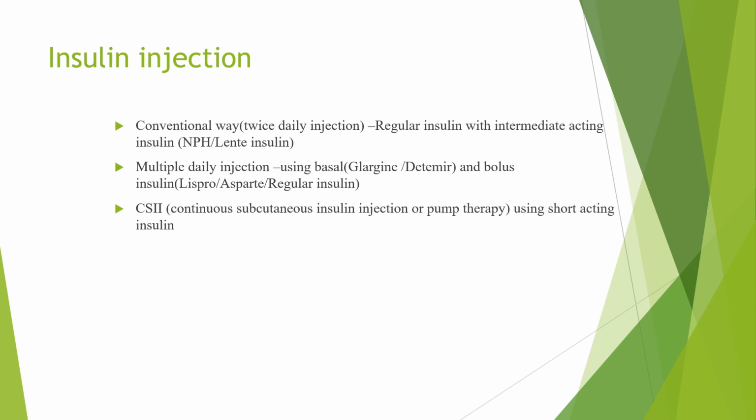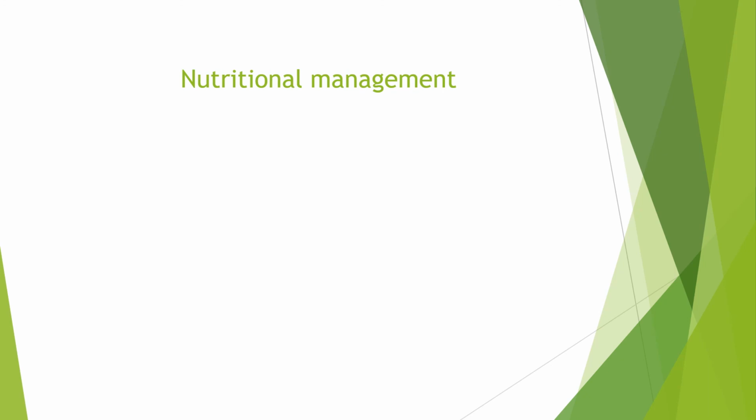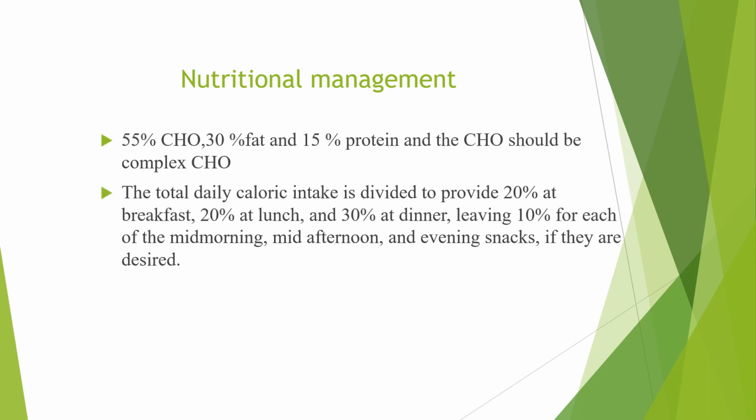The other way of insulin injection is multiple daily injection using basal and bolus insulin. The basal is most of the time glargine, and the bolus is most of the time lispro, aspart, and regular insulin. And the third, recently advancing mechanism is continuous subcutaneous insulin infusion, or pump therapy, using short-acting insulin. So the conventional way, multiple daily injection, and continuous subcutaneous insulin infusion or pump therapy are the three currently available insulin techniques.